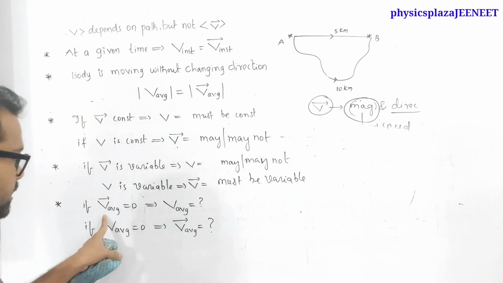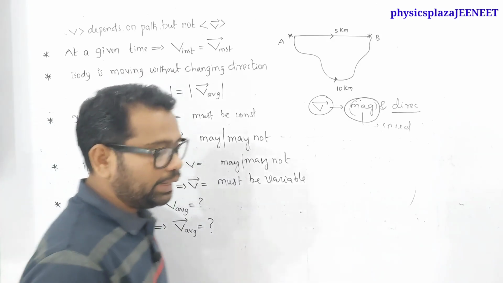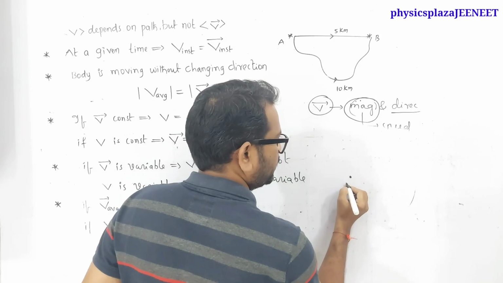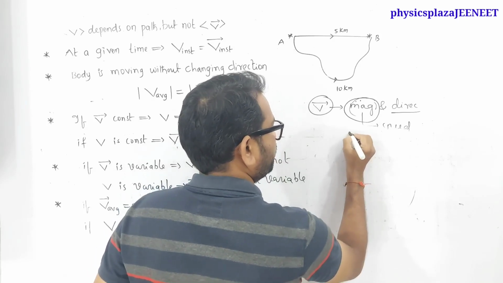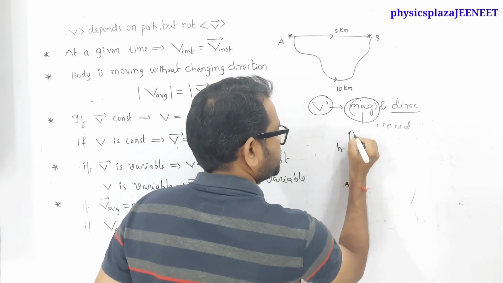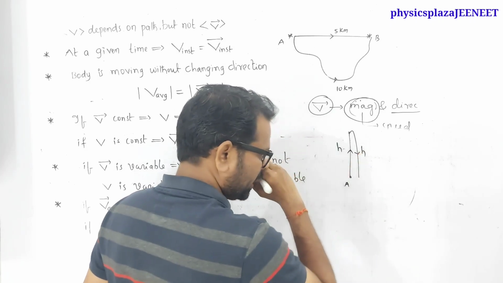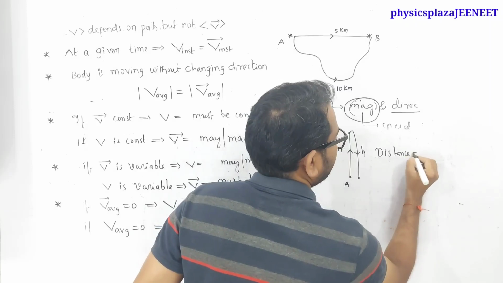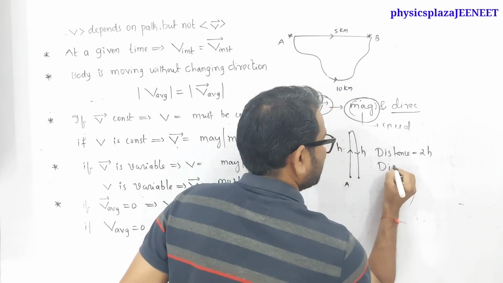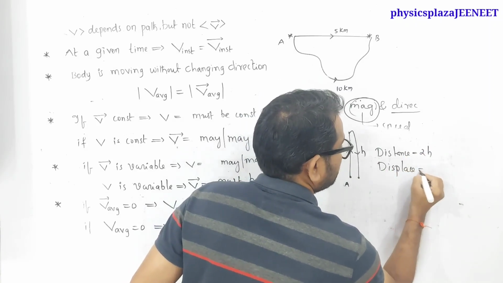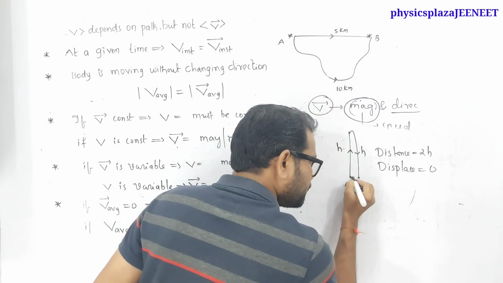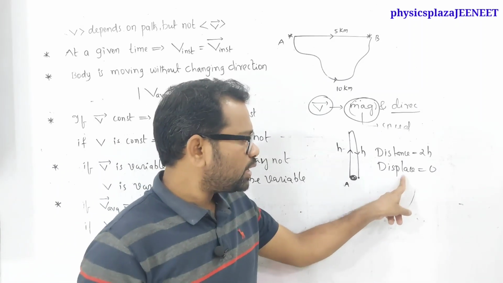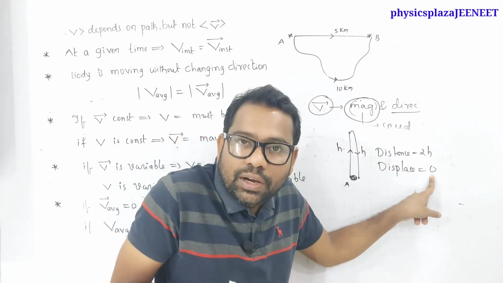Fine. If average velocity is 0, what can you say about the average speed? For suppose, children, at a point A, a body moves in the upward direction h, and again just comes back h only. In this case, the distance covered is 2h, but how much is the displacement, children? Displacement is 0. Why? The body is coming to the same point. Initial and final points coincide here. So in this case, displacement is 0. Obviously, average velocity is 0.